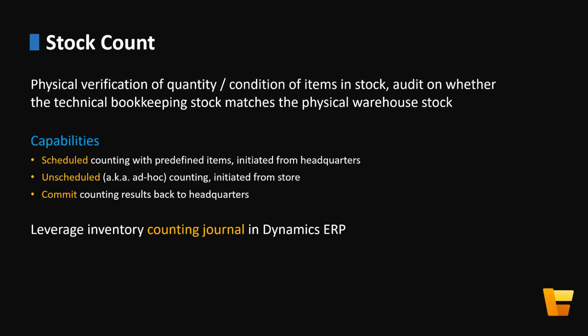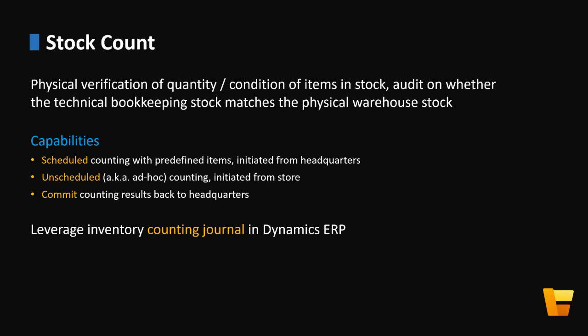In the real world, there are generally two types of stock counting. Some retailers choose to count their stock at a certain time of the year, for example, year-end counting, whereas others may perform periodic counting on a weekly, monthly, or quarterly basis.